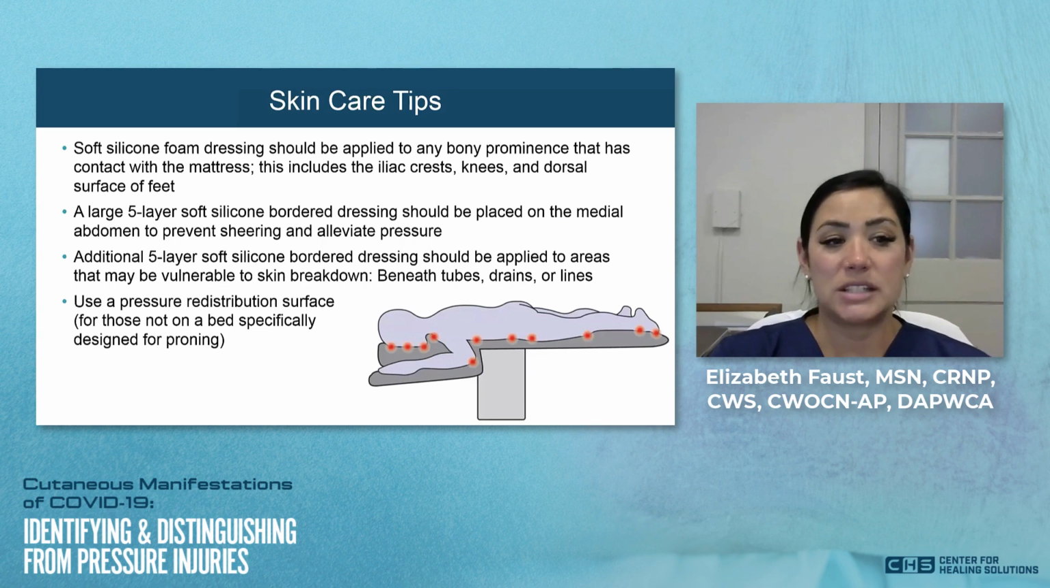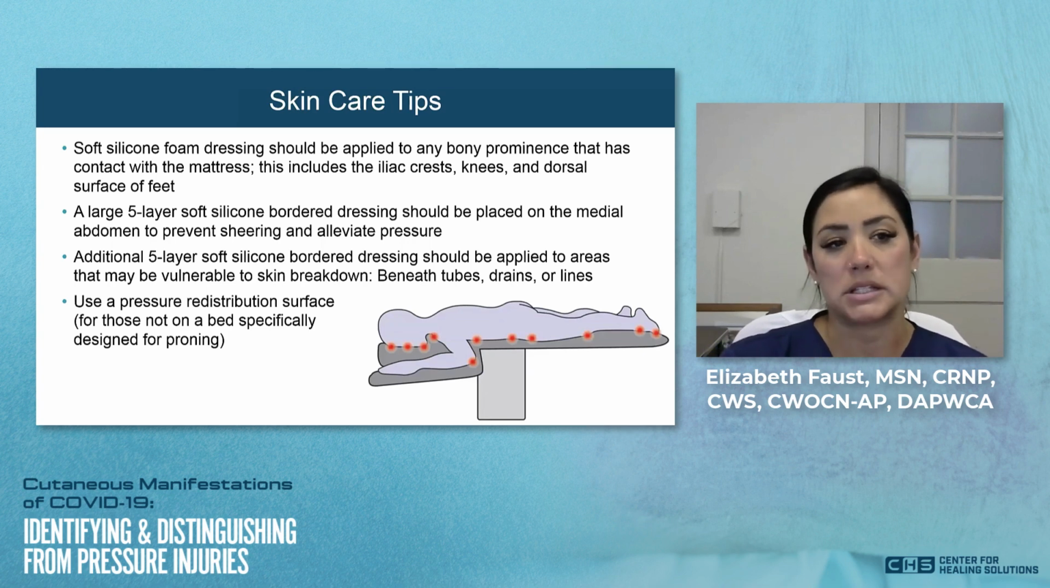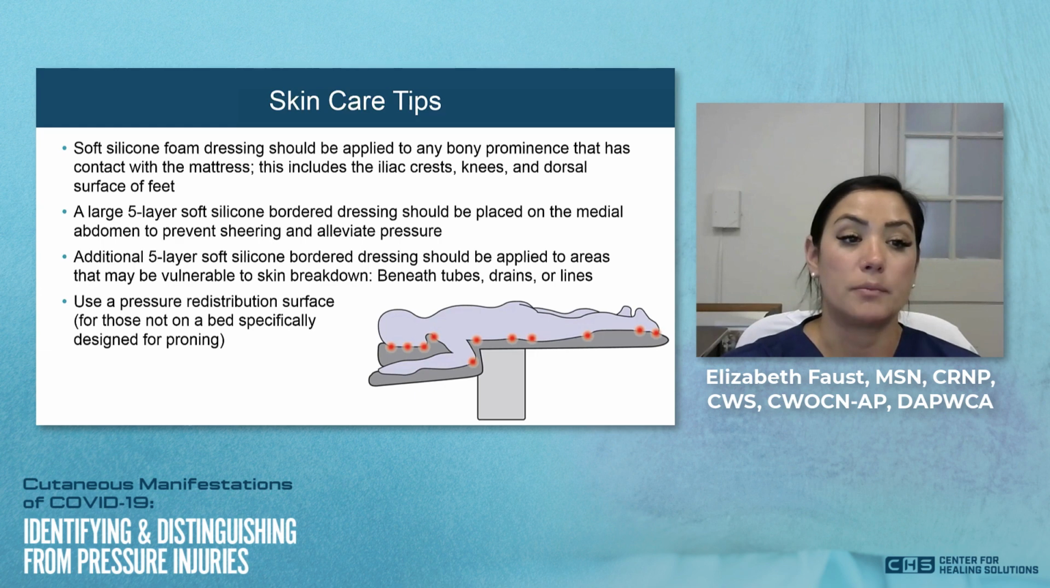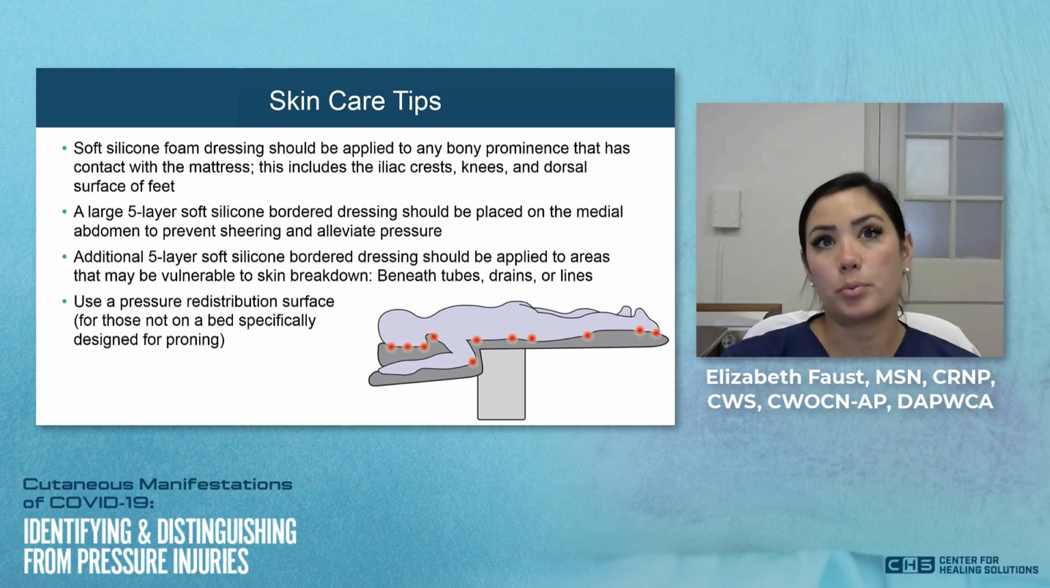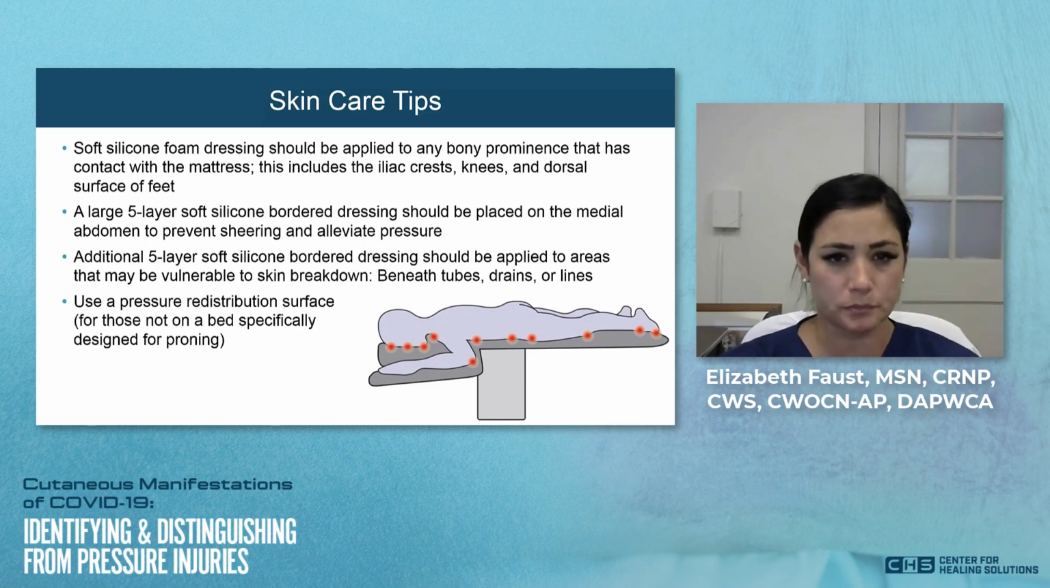Some skincare tips. So soft silicone foam dressing should be applied to any bony prominences that have contact with the mattress: iliac crest, knees, dorsal surface of the feet. The large silicone border dressings can be placed on the medial abdomen. We found that this helped prevent blisters that we found developing from shearing, from either turning side to side or when they were in their reverse or their Trendelenburg position.